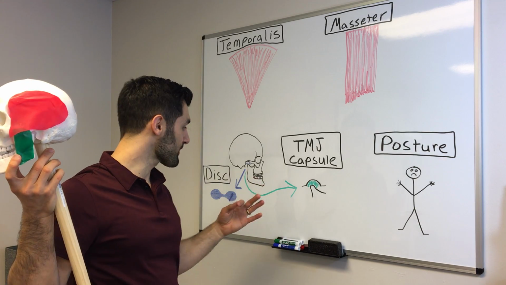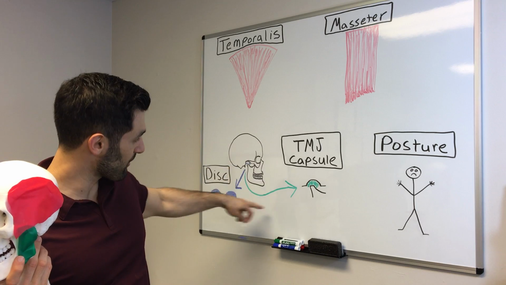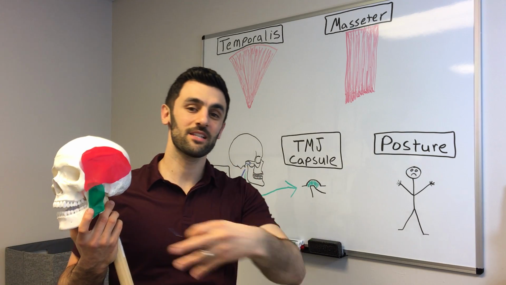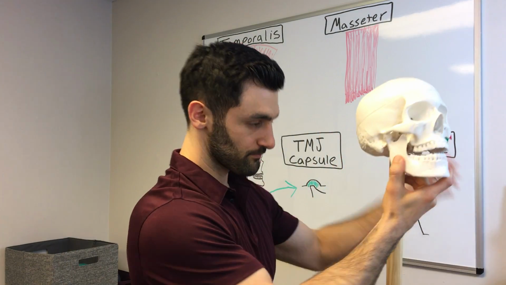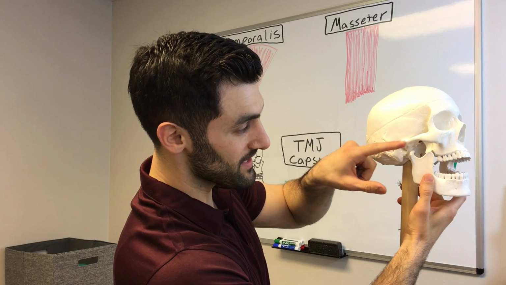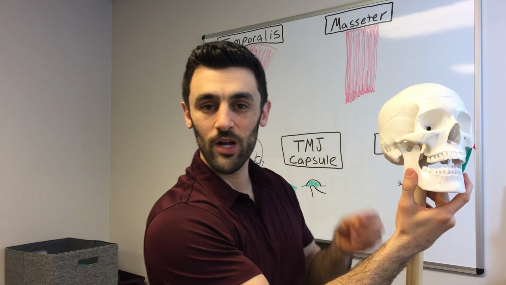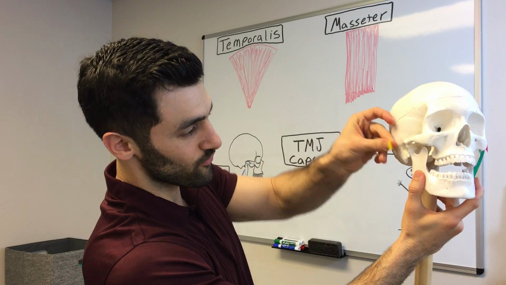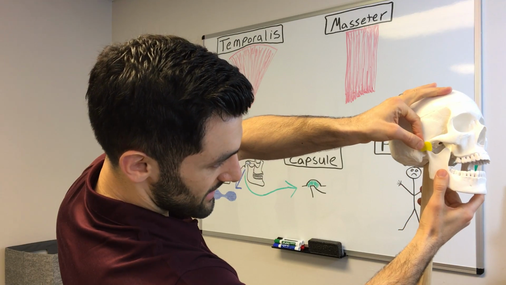And another thing that can happen is the capsule can get tight. So the capsule, I drew an arrow from there because it covers the joint. A capsule is basically a ligament structure that holds two bones together. So where this bone and this bone meet each other, there's ligaments. Oh, I forgot, I have a little prop for that too. This little yellow band. So that goes right over the top here, like that, and it holds it together.